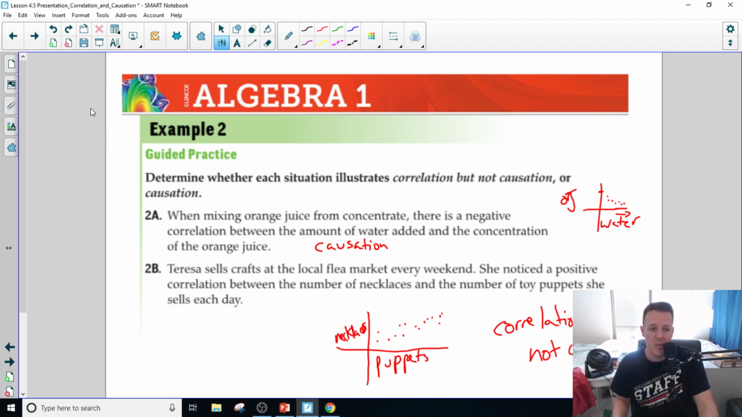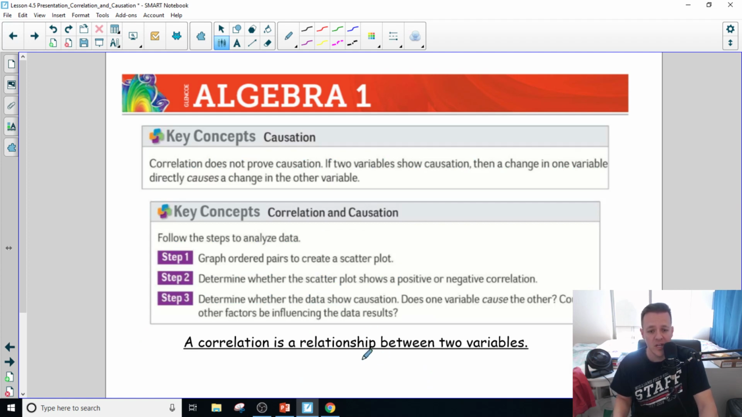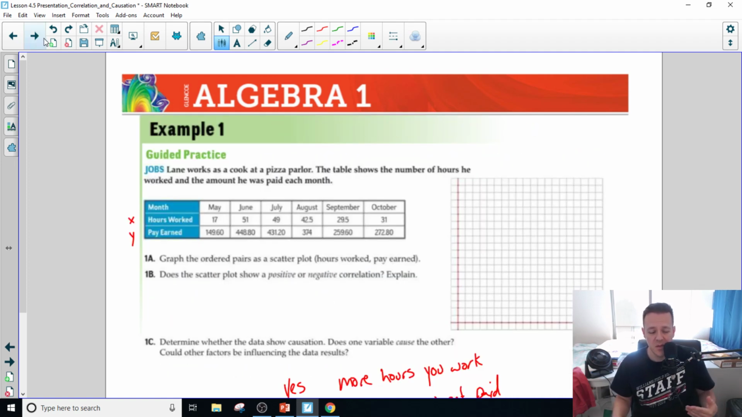Remember, go back to our original definition of what they are. Correlation is a relationship between two variables. On that example in the book, is there a relationship between the two variables? Sure, there is a relationship, but one is not causing the other to increase. Hopefully you guys understand the difference between the two, and if you don't, please come see me in class before we move on to the next lesson, okay?